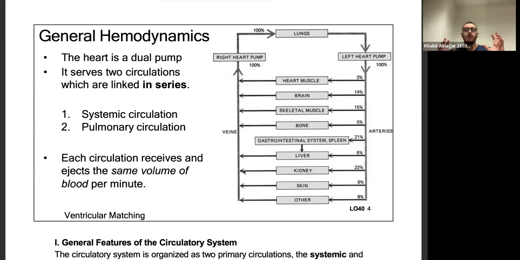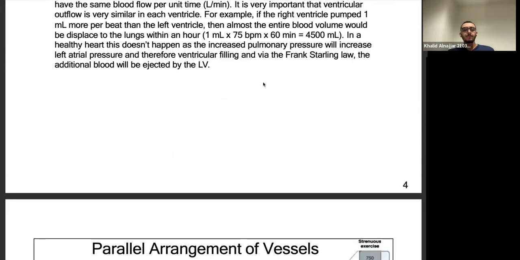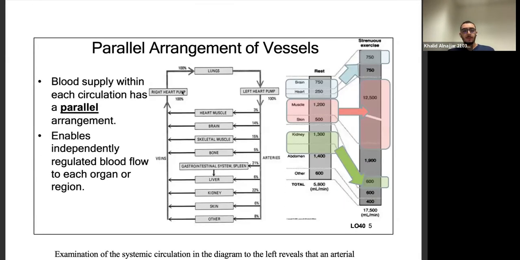So if we pump, just for the sake of an example, 10 milliliters of blood per minute, this is not a real number by the way, to the lungs, this should be the case to the whole body. Why? Because both the circulation to the lung and to the rest of the body are in series. Parallel circulation is basically the circulation within the organs or within the systems.